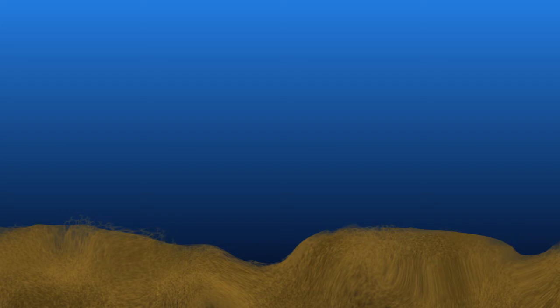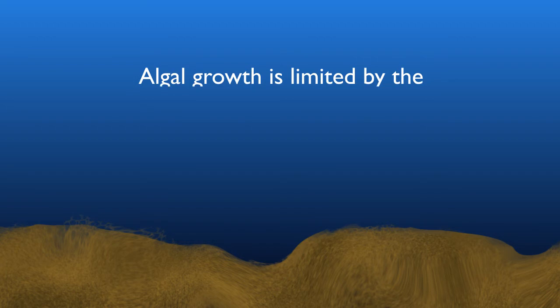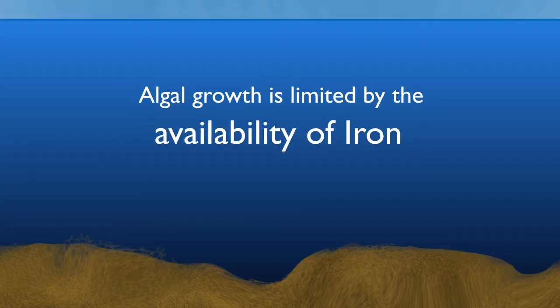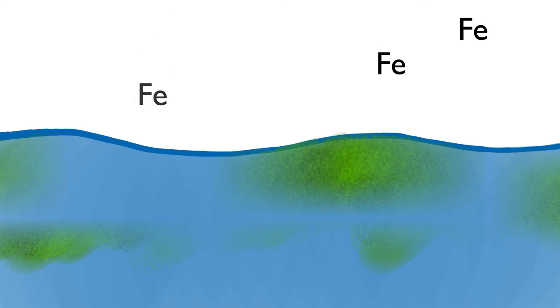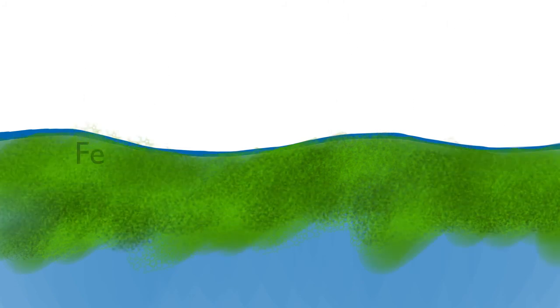It turns out that algae in the ocean are extremely nutrient limited. In particular, algal growth is known to be limited by the availability of iron. So one suggestion has been that if we fertilize the ocean with iron, we should be able to stimulate blooms of algal growth, which will ultimately move carbon from the atmosphere to the seafloor, taking it out of circulation.